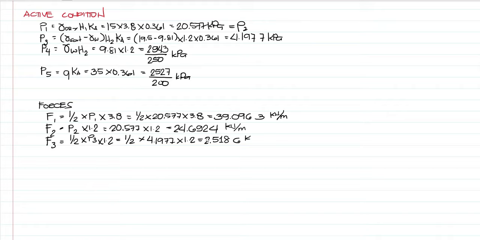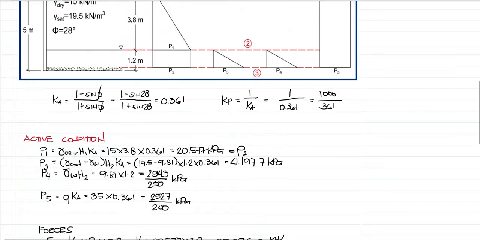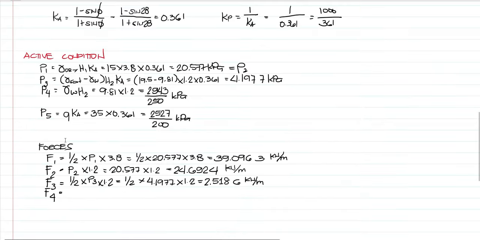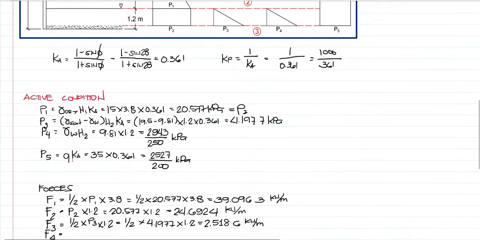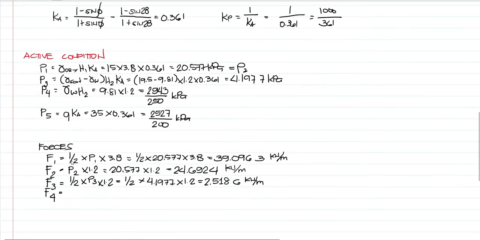So this is in kilonewton per meter. Next, we proceed to F sub 4. F sub 4 is corresponding to this diagram. So, this is it. So, if we use that, we could have a triangle. So, that is 1/2 times P sub 4. So, let's just make it black. So, that is 1/2 times P sub 4 times 1.2.